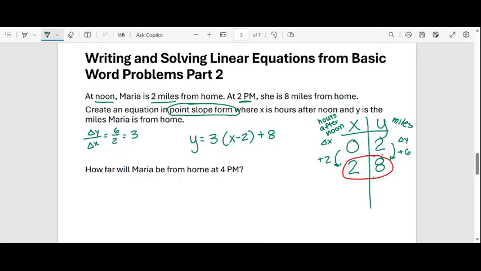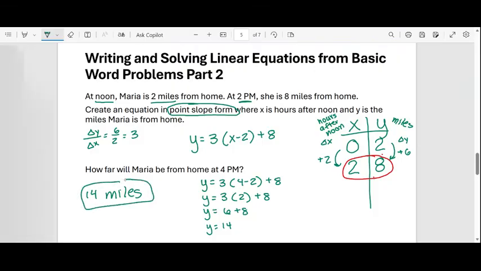All right, last question on this one is how far Maria will be from home at 4 p.m. 4 p.m. is obviously 4 hours after noon, so we're going to plug in 4 for our x value. We'll say y equals 3 times (4 minus 2) plus 8. Starting with parentheses, 4 minus 2 is 2. Then we're going to do our multiplication. 3 times 2 is 6. And 6 plus 8 is going to be 14. She is 14 miles from home after driving for 4 hours.